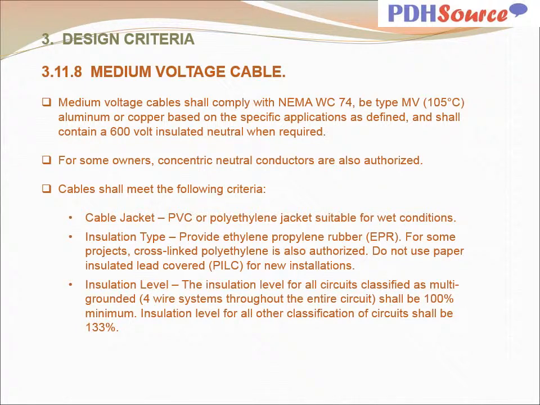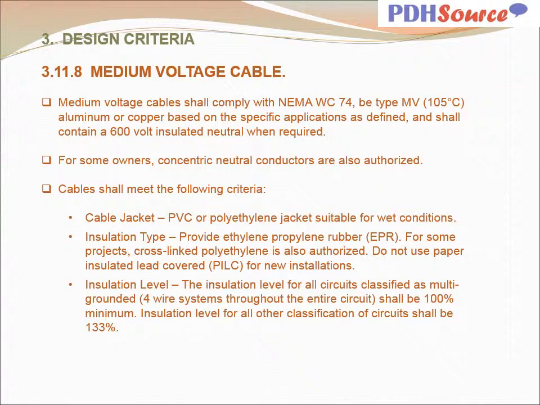Medium voltage cables shall comply with NEMA WC74 B-type MV 105 degrees centigrade rating, aluminum or copper based on the specific applications as defined, and shall contain a 600 volt insulated neutral when required. For some owners, concentric neutral conductors are also authorized.